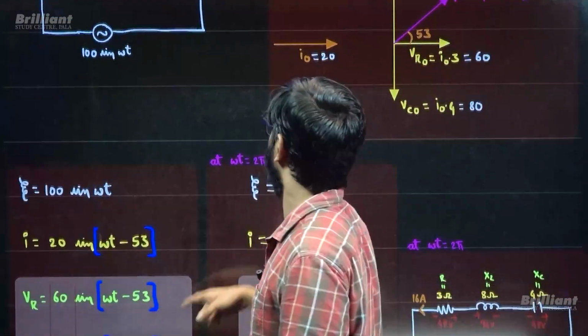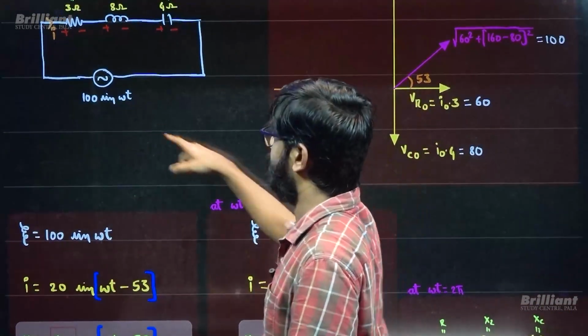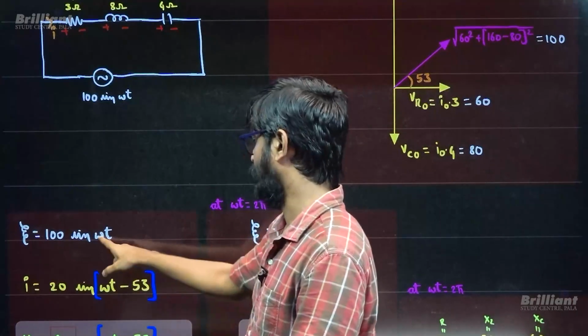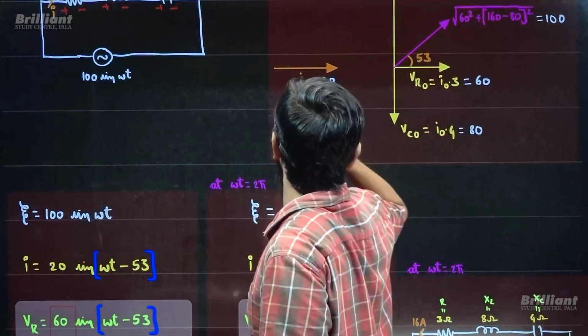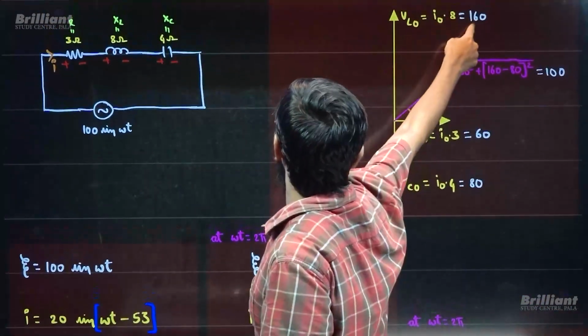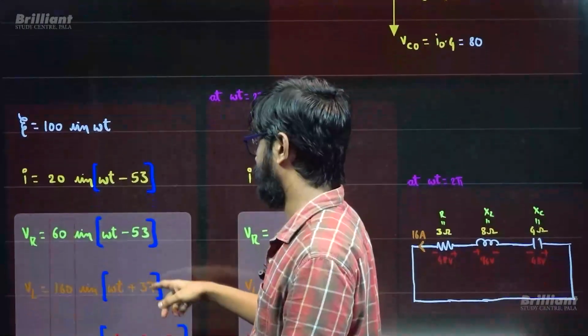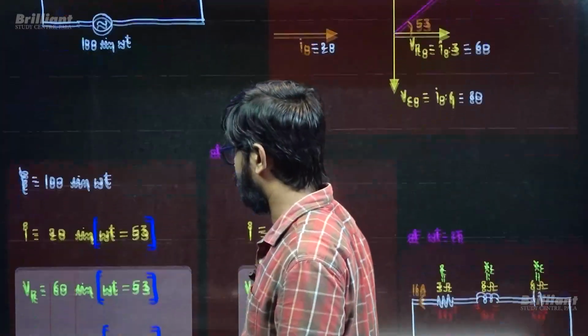Voltage as a function of time is given. So I need to find current as a function of time, that is maximum into, now lagging by 53 degrees. It is lagging this by 53 degrees. So omega t minus 53. Now similarly, voltage across the resistor, maximum value is 60. It is lagging by 53 degrees. Voltage across the inductor, maximum value is 160. It is leading by 37 degrees. Voltage across the capacitor is 80. It is lagging by 90 plus 53.